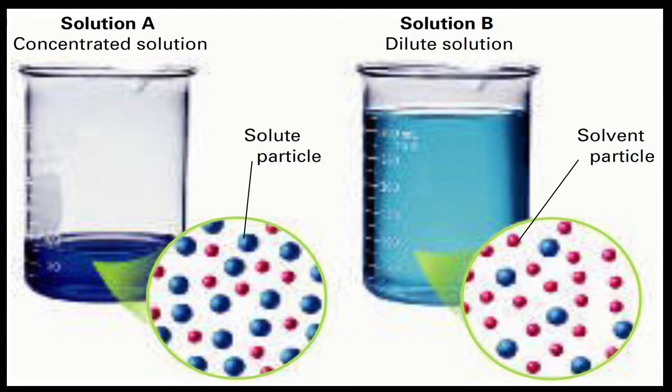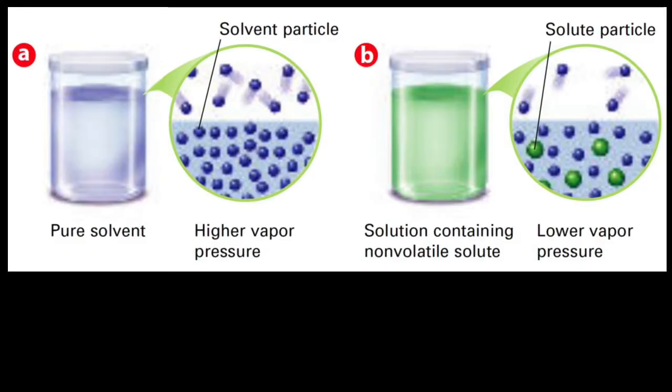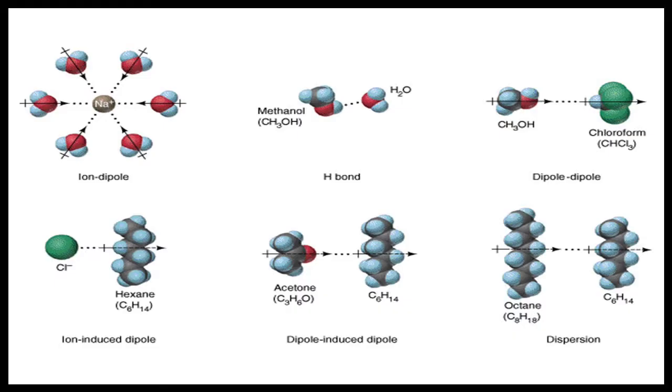Here is an illustration. Solution A is concentrated, so you have more solute particles relative to water particles, and then the dilute solution, solution B, you have more water particles. And here is pure solvent A, higher vapor pressure, and then the solution containing non-volatile solutes, and you have the corresponding lower vapor pressure. There you have a picture of the solute molecules and then the corresponding solvent molecules.